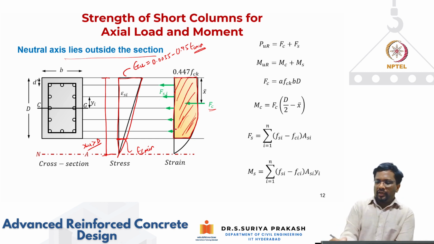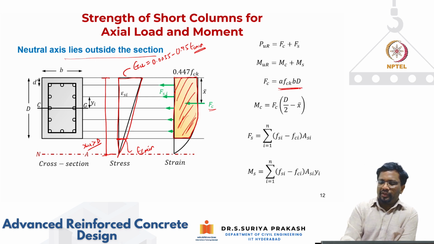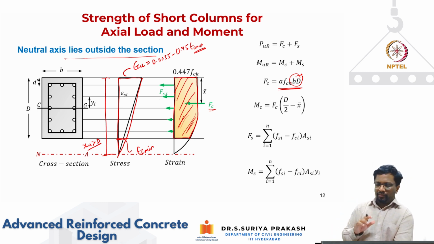So if you see now FC, the force in concrete is again AFC times B into D. So the area will remain B into D. Even though the neutral axis is going outside the section, the area will always remain BD in your compression force. Now the A value will change. We will talk about that.